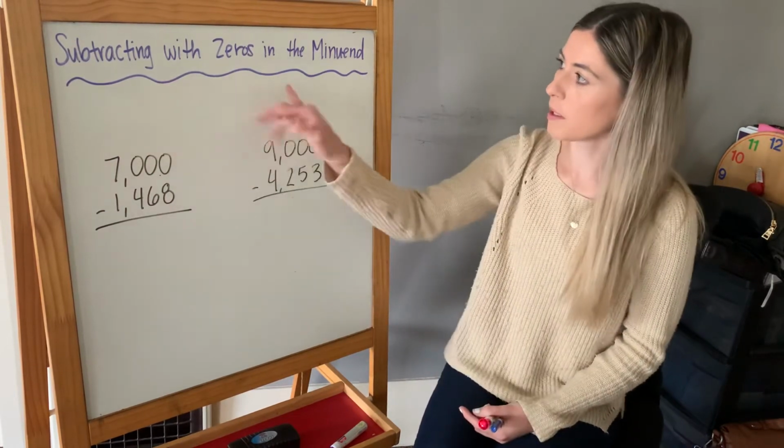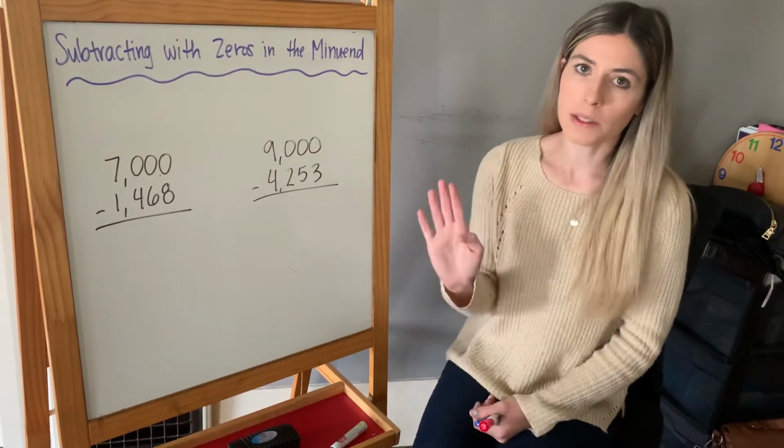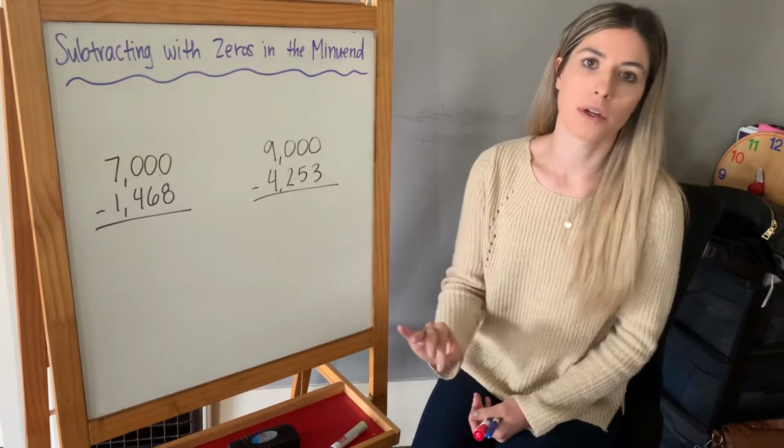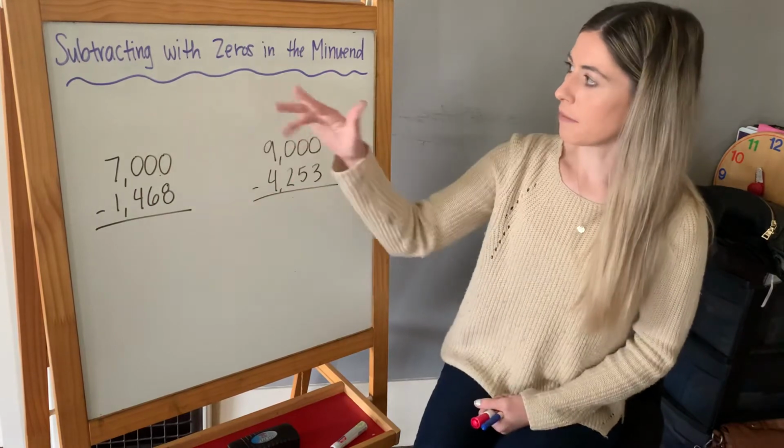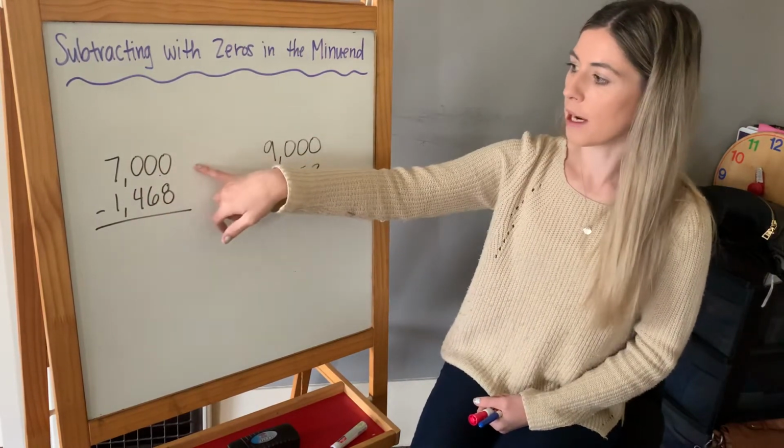We are subtracting with zeros in the minuend. We did this once before, but now we have even more zeros, so we're going to look at it again. When we have zeros in the minuend, that's the number we're subtracting from.